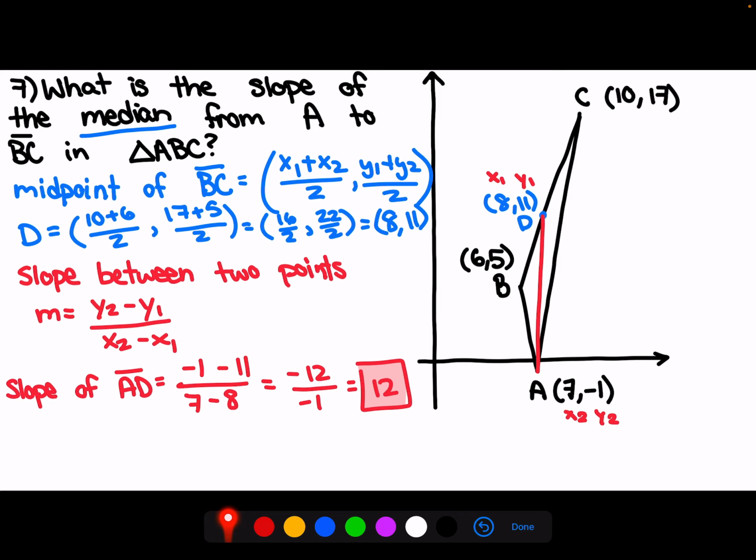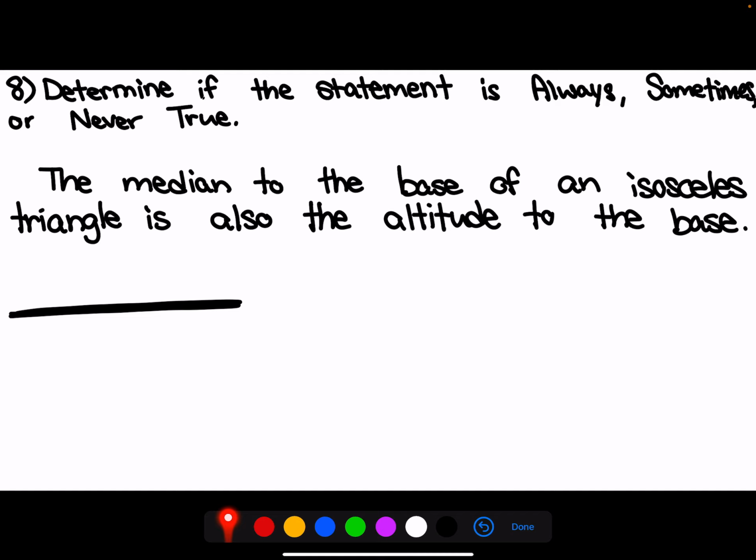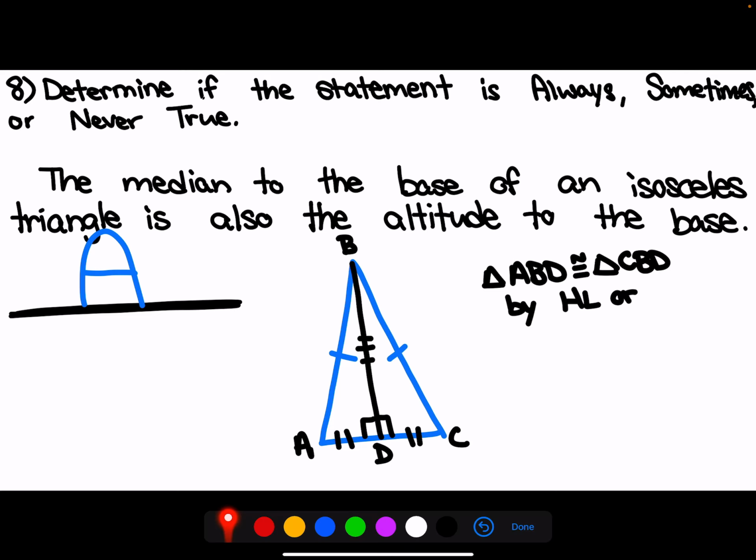All right, next up. Determine if the statement is always, sometimes, or never true. The median to the base of an isosceles triangle is also the altitude to the base. So for these types of questions, draw out a picture. It's very easy to draw out a picture here. If I were to draw out a picture, I would see that this is always going to be true. The reason for this, if I draw a median, let me go ahead and draw a second picture and I'll work my way through it.